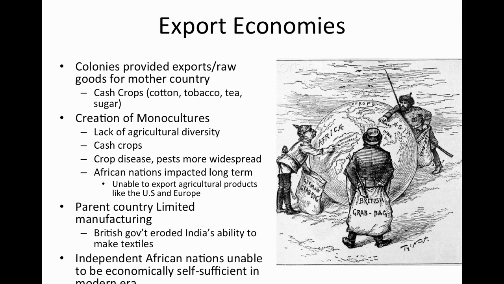The parent country, or England, would actually limit manufacturing. They didn't want competition for their own homebound factories. So, for example, in India, the Indians were not allowed to manufacture their own textiles, and they had to depend on British textiles. And again, that's going to erode India's ability to be independent economically, and self-sufficient. And going forward, that would be a problem in the modern era when these colonies were on their own.